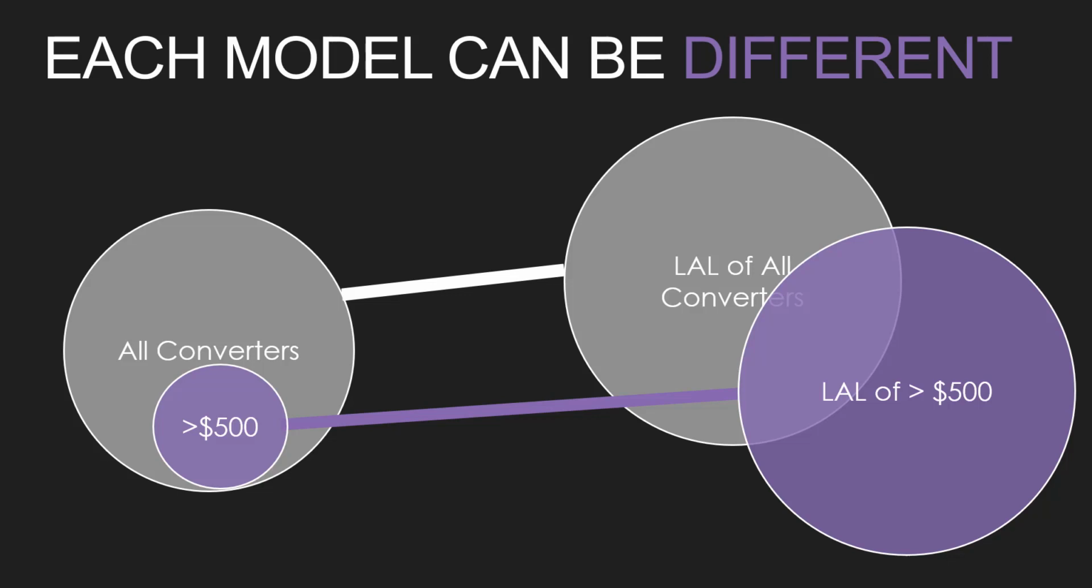So yeah, there might be a small portion of it that overlaps with the lookalike of all converters, but you also might have a large portion of people that you wouldn't have had if you didn't take that smaller subset list of your converters who only spent over $500. And now you've got a better patterned list.